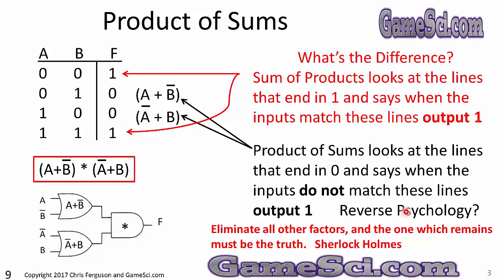It's a little bit of reverse psychology, right? When it's not this, the circuit or the product of sums should output a 1. Eliminate all other factors, and the one which remains must be the truth. That's from Sherlock Holmes. Knowing when it's 0 is just as valuable as knowing when it outputs a 1. When it's not 0, the circuit must output a 1.